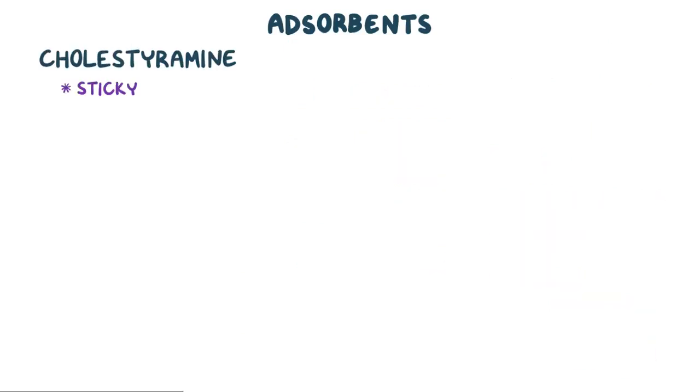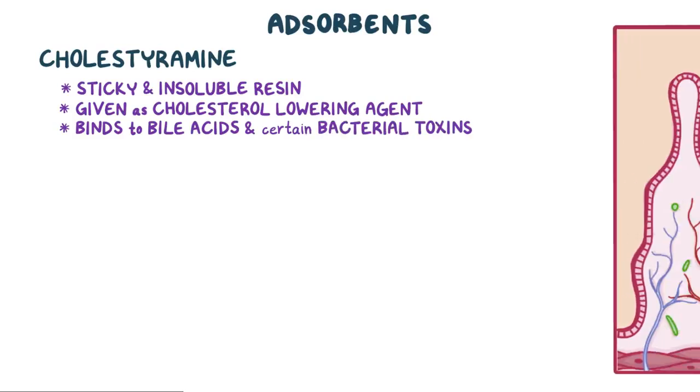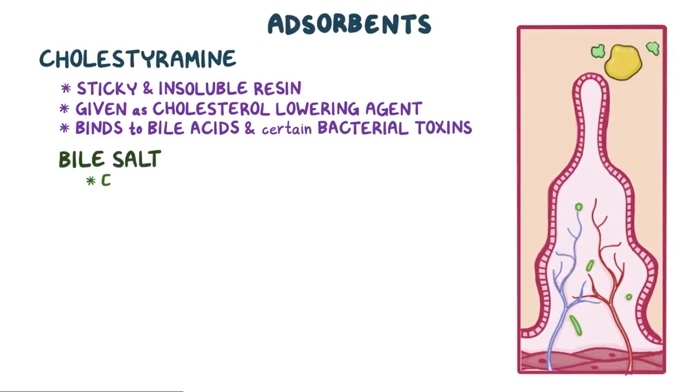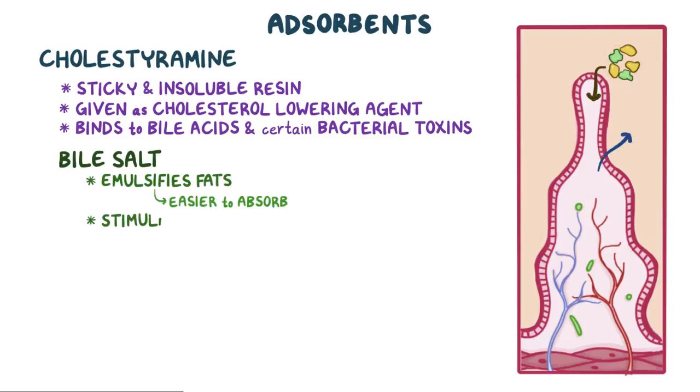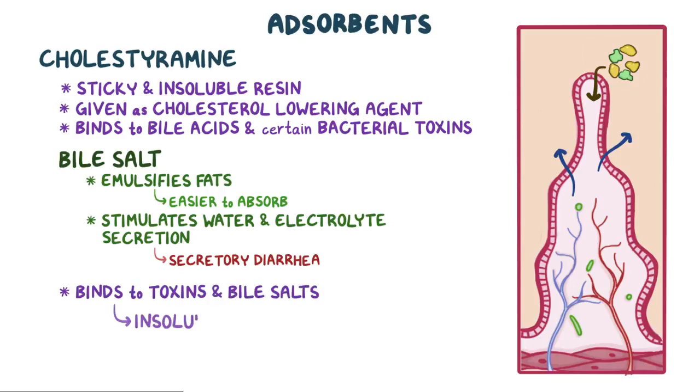Cholestyramine is a sticky and insoluble resin that's often given as a cholesterol-lowering agent. This medication binds to bile acids and certain bacterial toxins. Bile salt in the small intestine emulsifies fats, making them easier to absorb, and stimulates both water and electrolyte secretion, which can lead to secretory diarrhea. Cholestyramine binds to the toxins in bile salts to form insoluble complexes that are excreted with the feces.